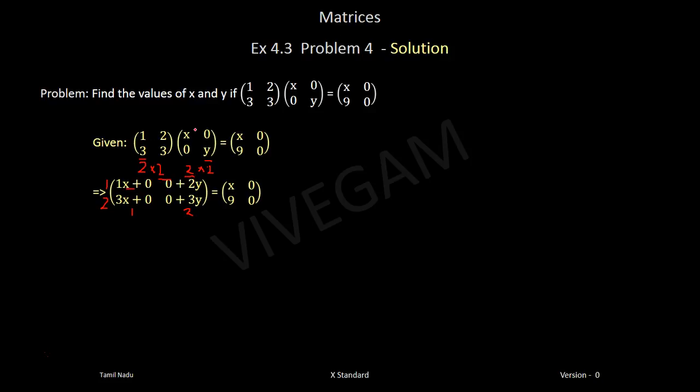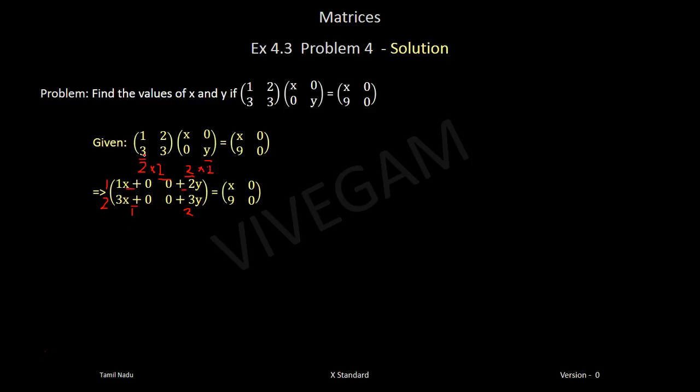First row into second column. So 1 into 0 is 0, 2 into y is 2y. That will come in the first row, second column, so it will come here, right? Then second row, first column: 3x and 3 into 0 is 0, so it will be 3x plus 0, and it will come in the second row, first column. So it will come here, right?